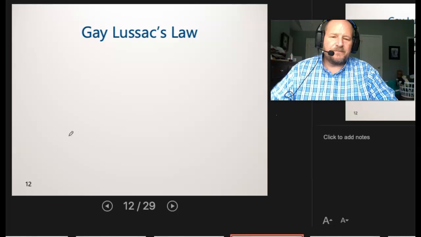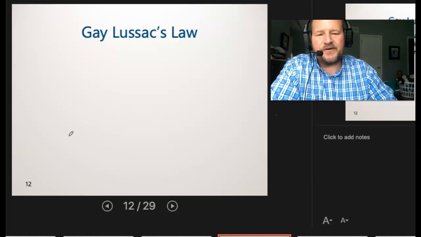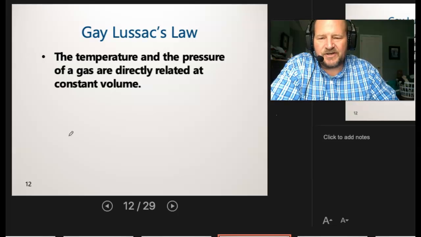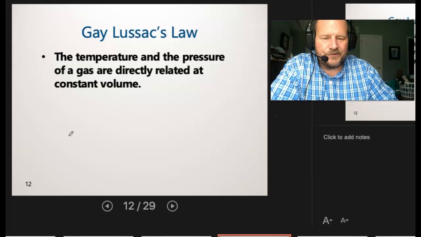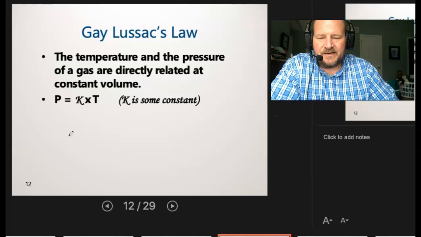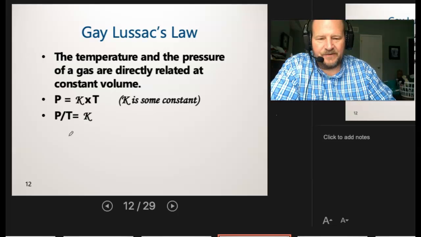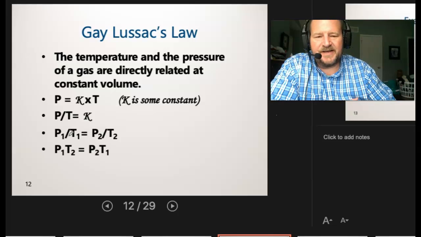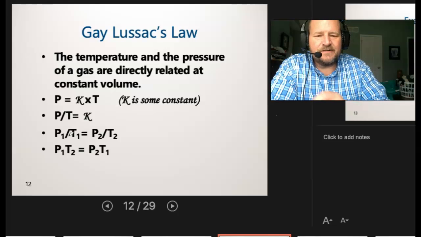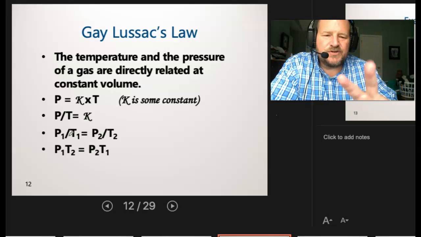Gay-Lussac's law is going to bring home the same idea here, so it's the third verse same as the first. Except what he was saying was that the temperature and the pressure of a gas are directly related at constant volume. So we had constant temperature, then we had constant pressure, now we have constant volume. So P equals some kappa times T. We can rearrange this, rearrange that, finally get to a useful equation, P1 T2. So now we're just substituting in pressure in place of volume. So one little caveat to this that's different than Charles' law is remember we have 2 units for pressure.